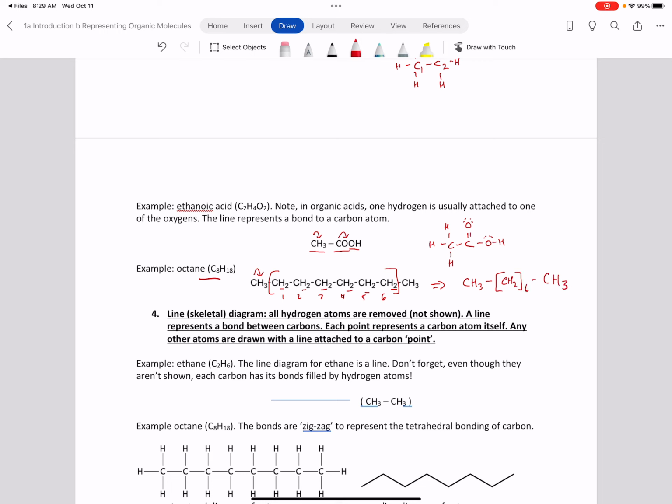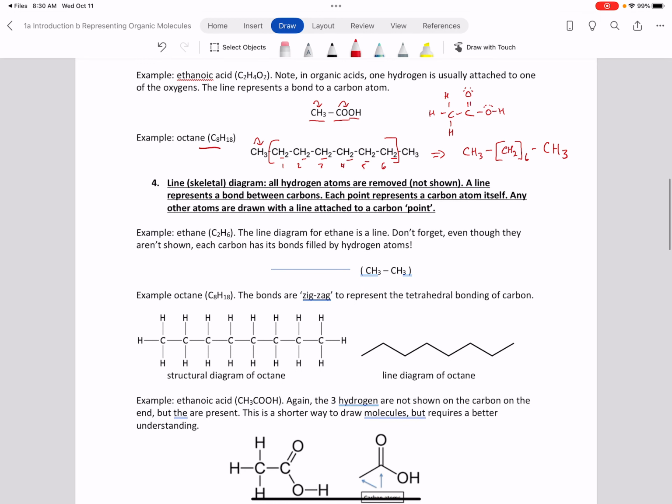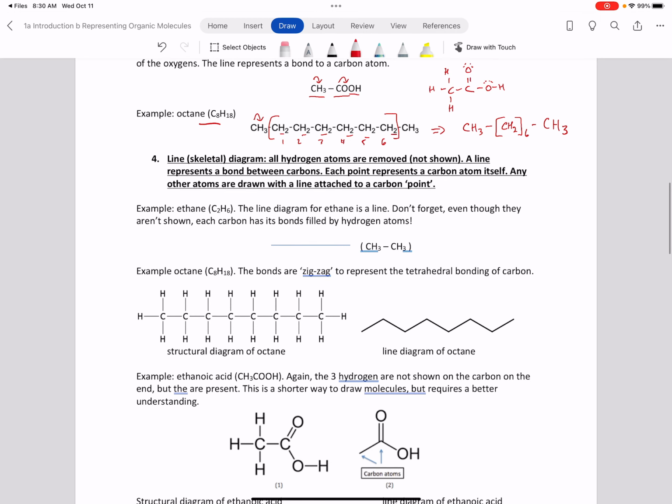And I can condense that further. So all of these are acceptable ways to represent a molecule. It just depends on how many variations of it there are and how many carbons we're trying to show. Lastly, and this is the most common one for organic chemistry, is the line diagram. Here we only show the carbon atoms. So we're not going to see the hydrogens, but we know that they're there. And if there's anything other than hydrogen, it will be shown.